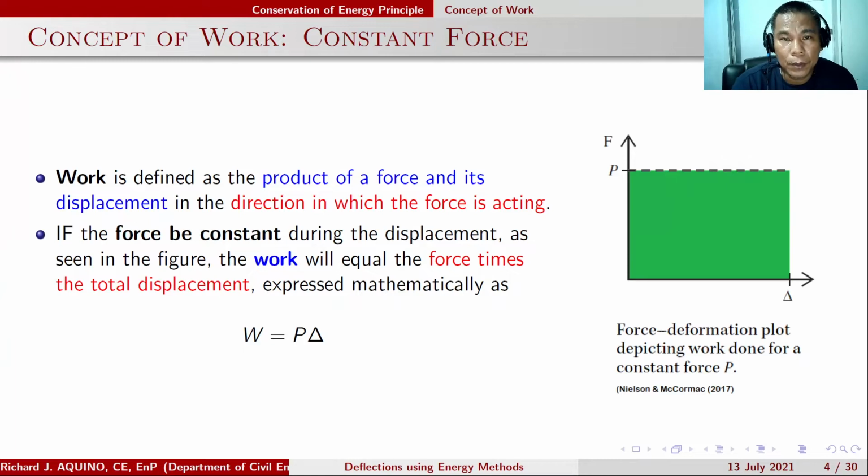But before going through, we need to define the concept of work, especially for a constant force. Work is defined as the product of the force and its displacement in the direction in which the force is acting. If the force is constant during the displacement, the work will equal the force times the total displacement, as shown in the diagram on the right. W is equal to P times delta, the area of the green space.